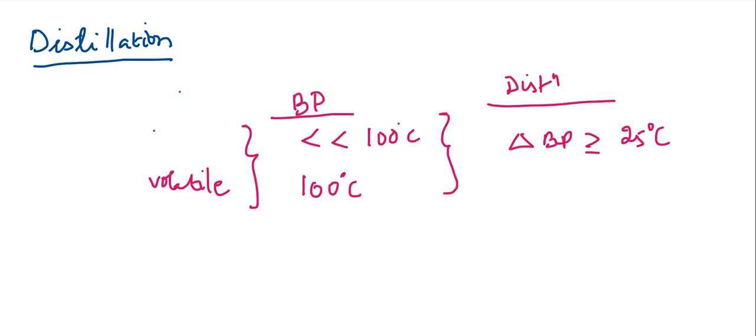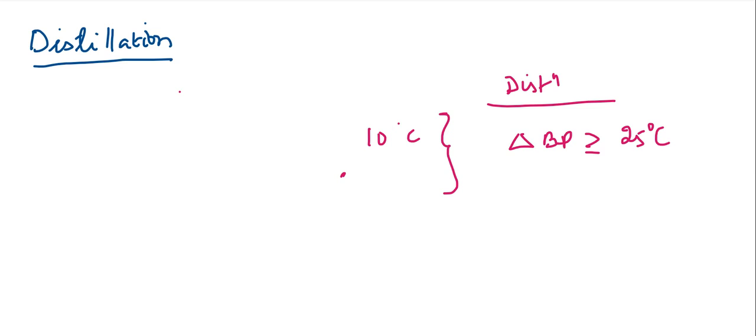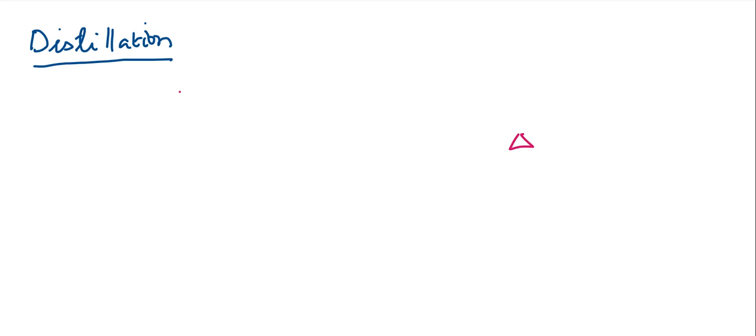I am considering a binary system consisting of two components A and B, in which A is the more volatile component and B is the less volatile component among the components present.